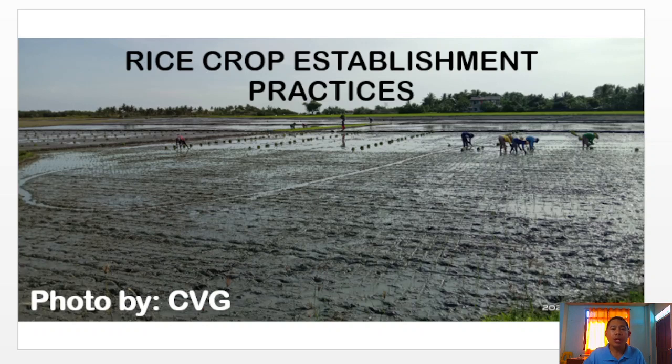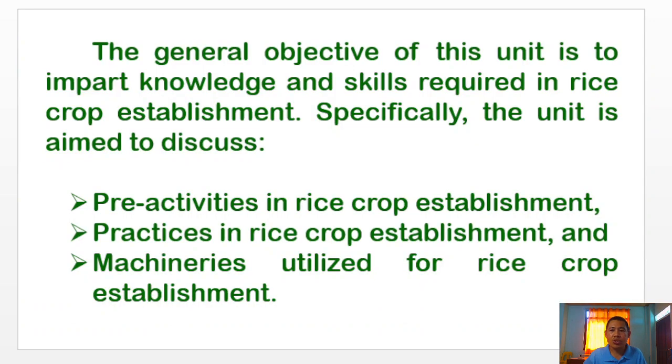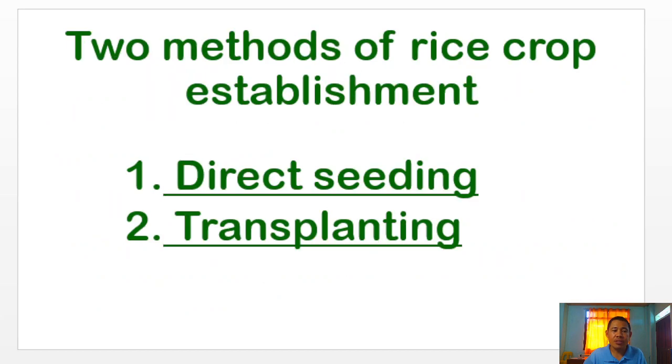Unit 2, Crop Establishment Practices. But in this session, I will just be focusing on rice crop establishment practices. The general objectives for this session or this unit is to impart knowledge and skills required in rice crop establishment. Specifically, the unit is aimed to discuss the pre-activities in rice crop establishment, the practices in rice crop establishment, and the machineries utilized for rice crop production establishment.